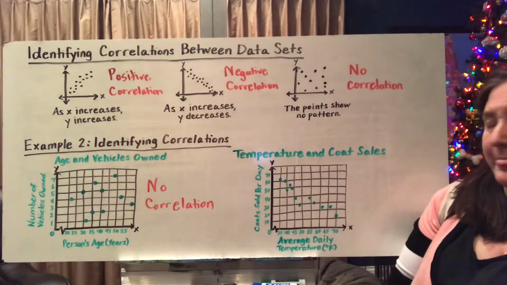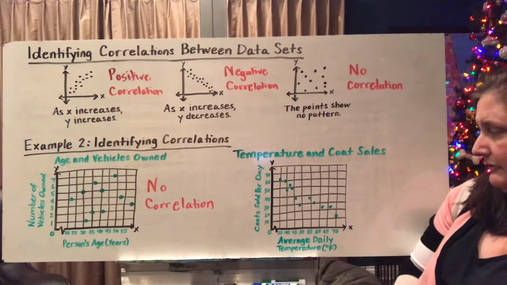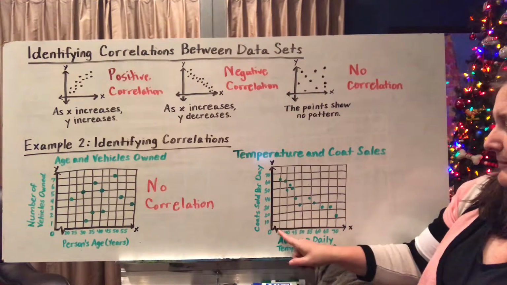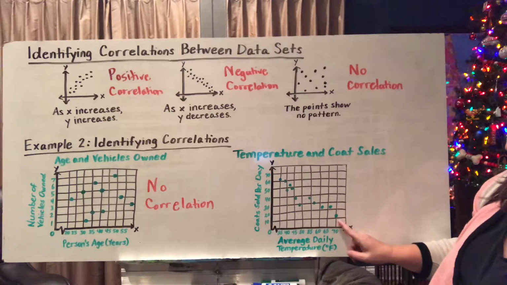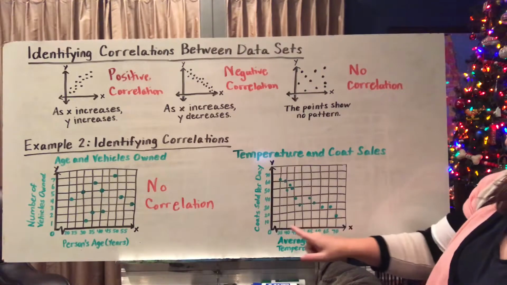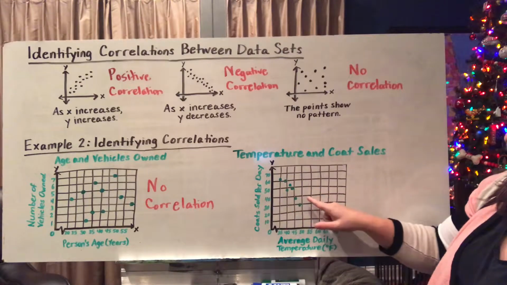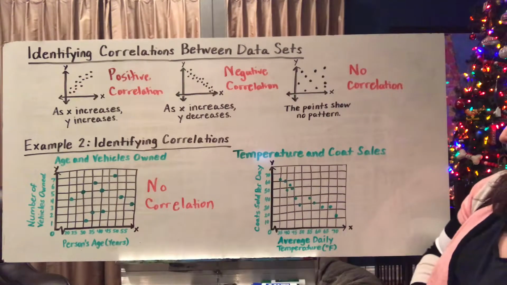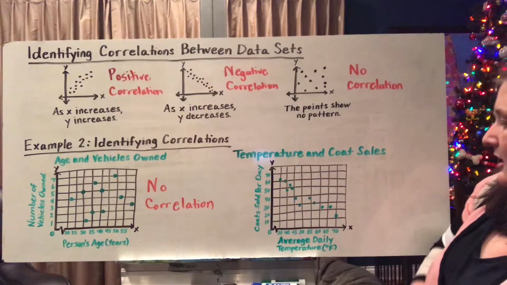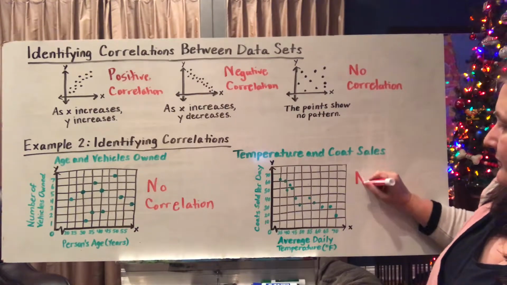So this graph is about the temperature and coat sales. And it seems that as the temperature rises, our coat sales are lower. So when the temperature is cold, the coat sales are high. And as the temperature goes up, the coat sales go down. So we definitely have a trend here. This is a negative correlation.